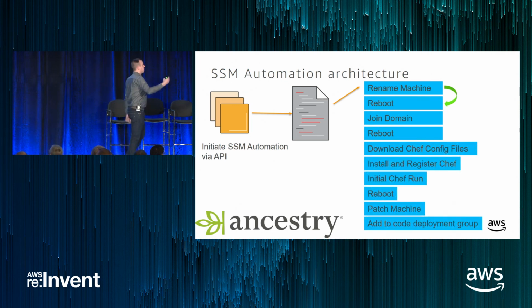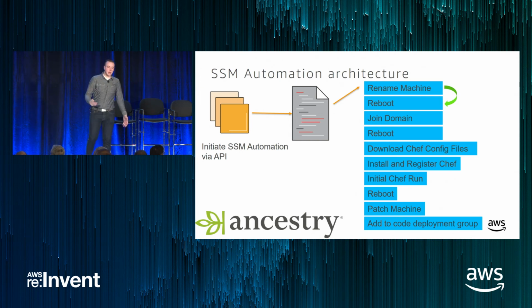It downloads some Chef configuration files to hook it up with our legacy Chef system. And then installs and registers Chef with knife to the rest of our infrastructure. And then it actually runs the first initial Chef run, which does a lot of automation for us. And then it reboots again.